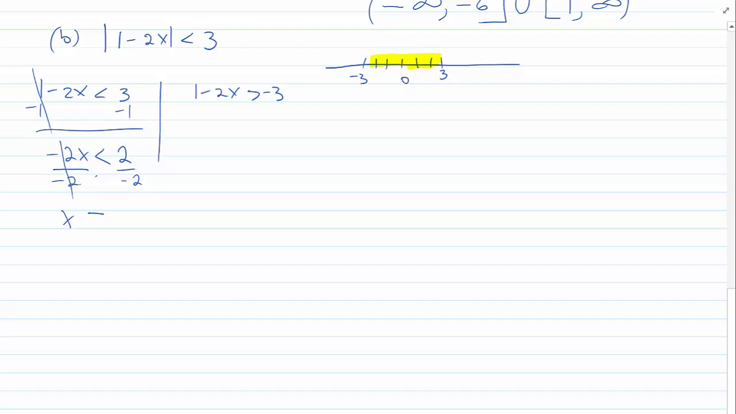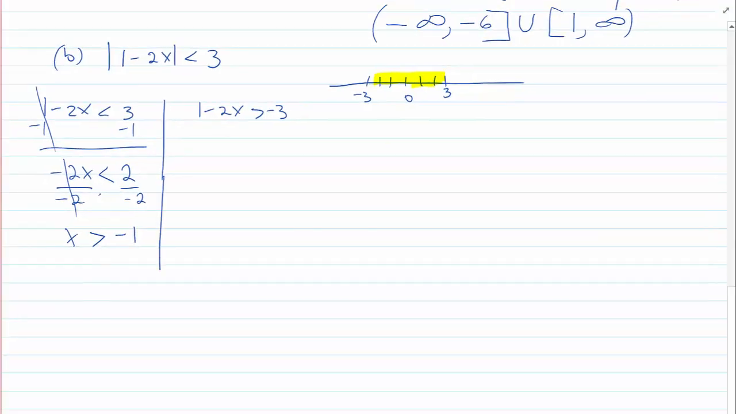Well, that's less now, so it becomes greater than what? -1. Yeah, let's be careful, right? We are dividing. 2 divided by -2 is -1. All right, let's do the other one. So -1 on each side, go away. -2x is greater than. Yeah, please be careful.